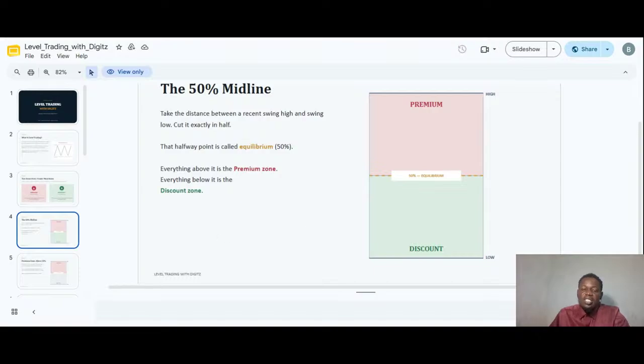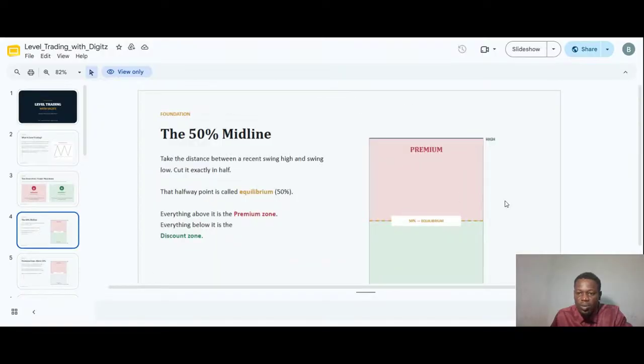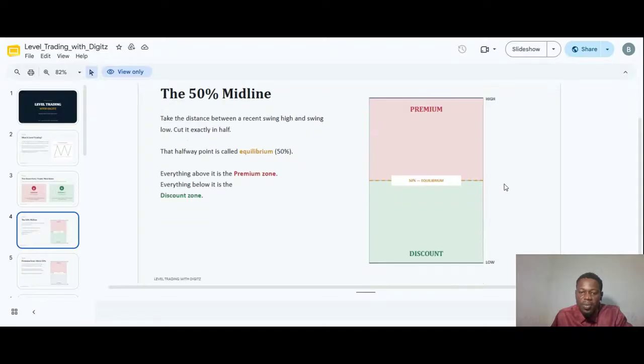Now, this is a clear picture of how it looks. Take the 50% midline, this is the 50% midline here. Take the distance between the swing high and the swing low. Let's assume this is a swing high, then this is a swing low. The total distance between them, you measure it using your premium and discount array tool.